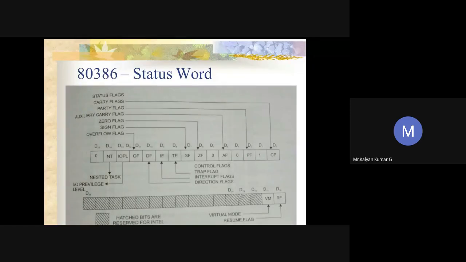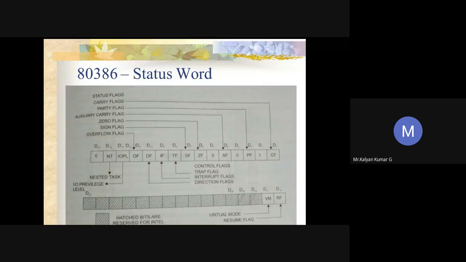If you have noticed this flag register, the lower 15 bits of the 386 flag register are almost the same as the 80286. Nothing new. The only thing is that two flags are newly added to the 80286 flag register in the 80386. Those two flags are the VM and RF flags. These two are the newly added flags in the 80386 processor.